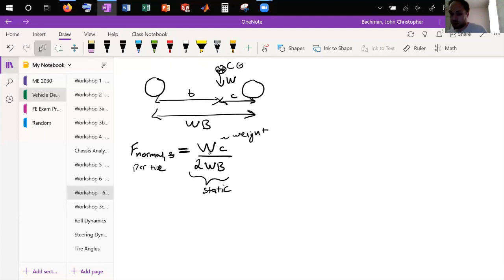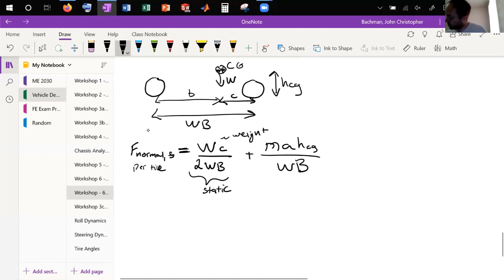And then we need to include the weight shift portion, which is the mass times acceleration, with some height. So that's kind of the forces on the CG over the wheelbase. Not really forces on the CG, but it's one way to think about it, I guess. This is the weight shift.